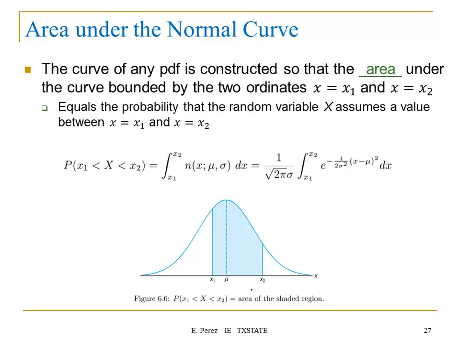But in this case, if you want to find that probability using the PDF for the normal, you take the mean and standard deviation as parameters. This part is constant. Then you have to integrate from x1 to x2, and this is the expression that you will have to integrate, which is an exponential, with x minus mu squared, dx.